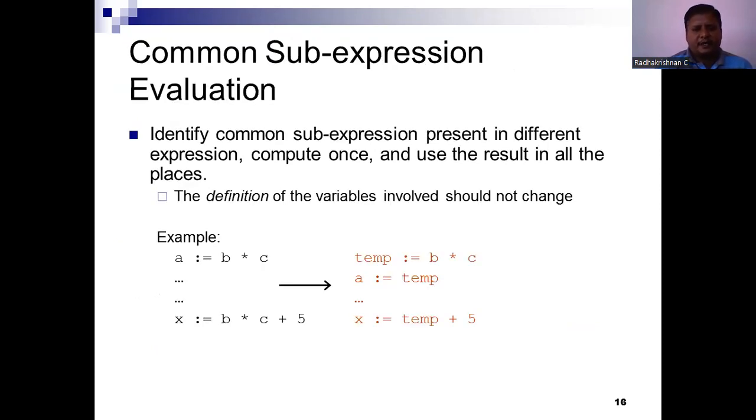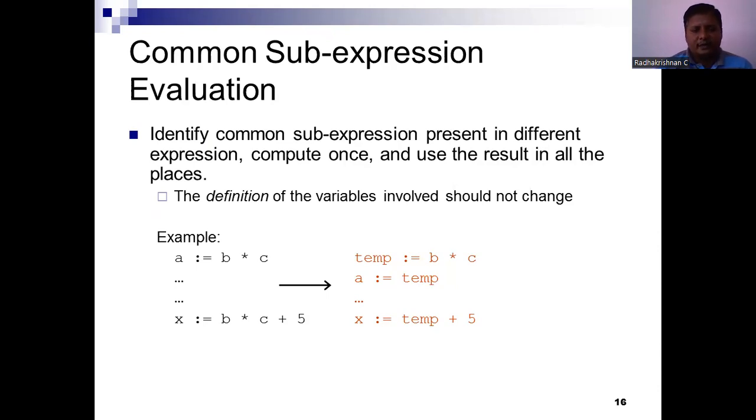Common sub-expression elimination means identifying the common expression present in different locations, computing it once, and using the result in all the places. For example, A equal to B into C and X is equal to B into C plus Y. So B into C will not change.